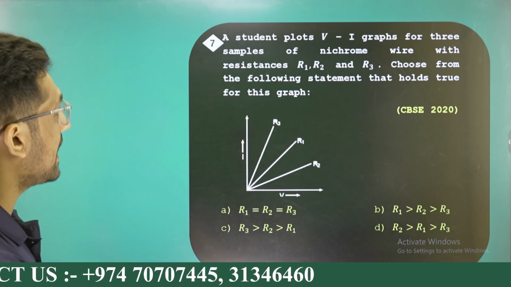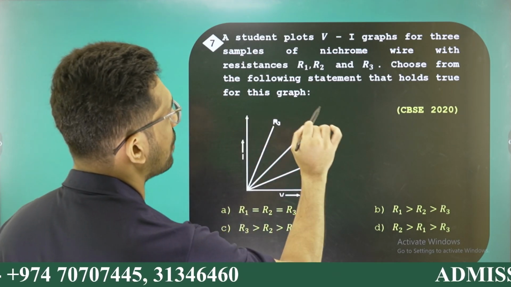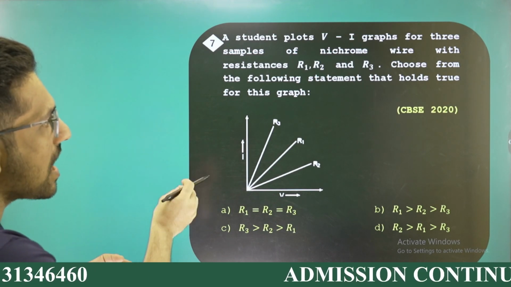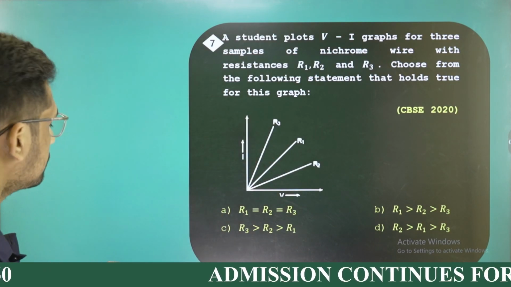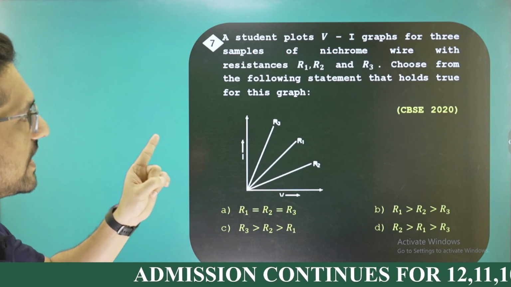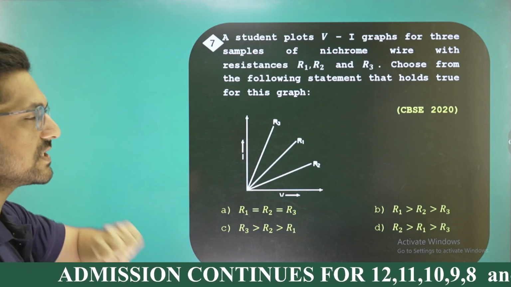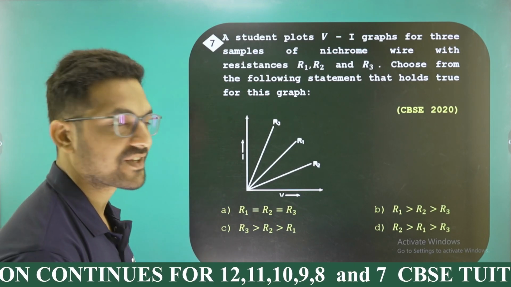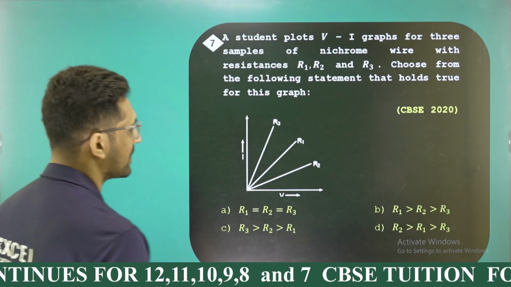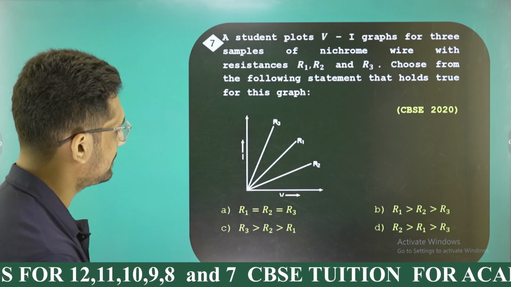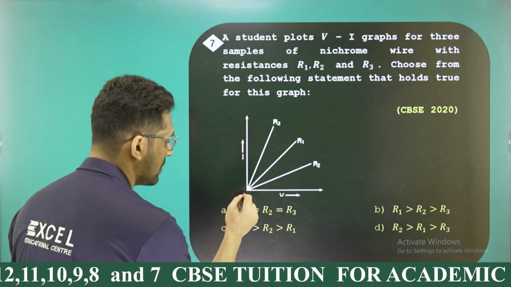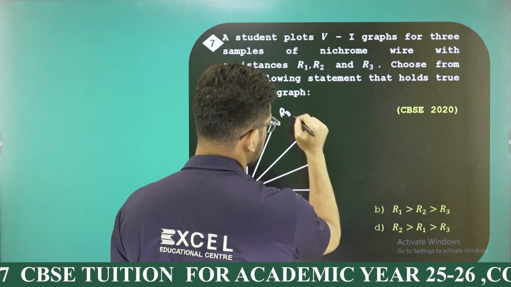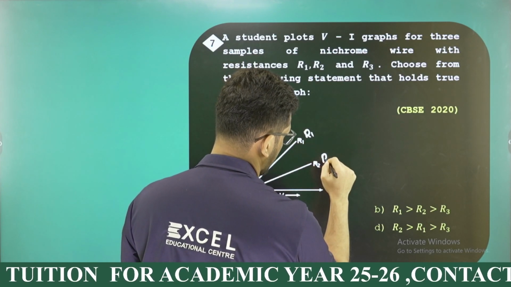A student plots VI graph for 3 samples of nichrome wire with resistances R1, R2 and R3. Choose from the following statement that holds true for this graph. We have seen the graph for Ohm's law. Now this is current voltage graph. It is starting from 0. This is R3. Resistance R3, R1, R2.